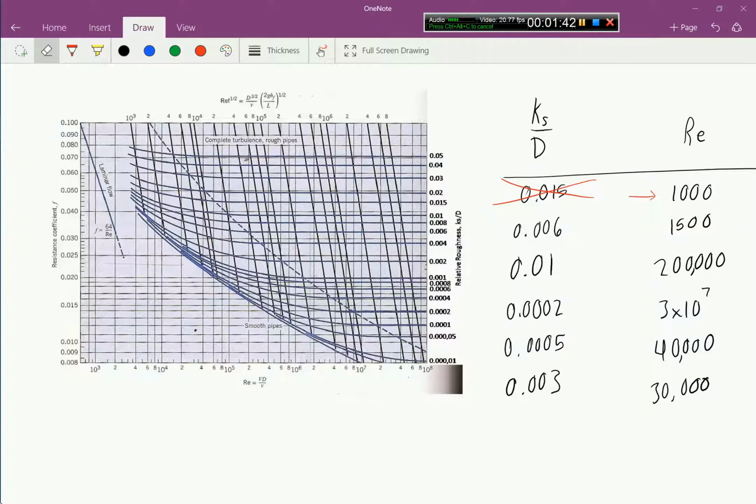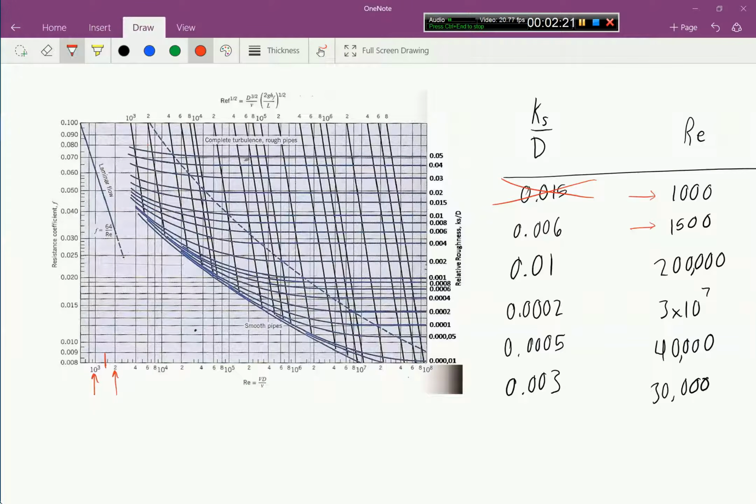For the second one, we have a Reynolds number of 1.5 times 10 to the third, or 1500. So 1.5 is actually right here, and if you'll notice, here is 1 times 10 to the third, and here is 2 times 10 to the third. And this tick mark here is actually closer to 2 times 10 to the third, and that's because this is a logarithmic scale. You got to be very careful about that. If you read the value right here, which is if it wasn't a logarithmic scale, you're going to get a little bit of a different answer.